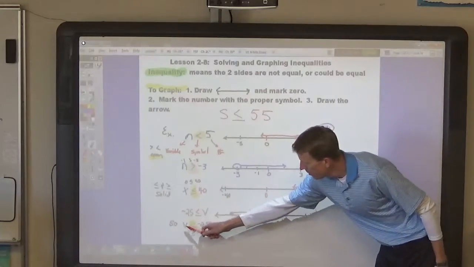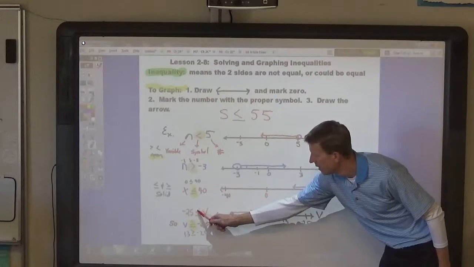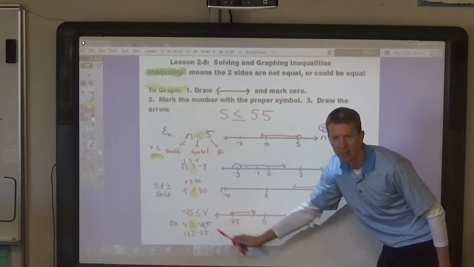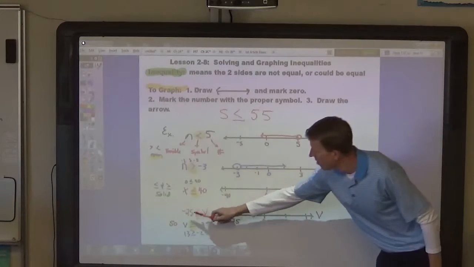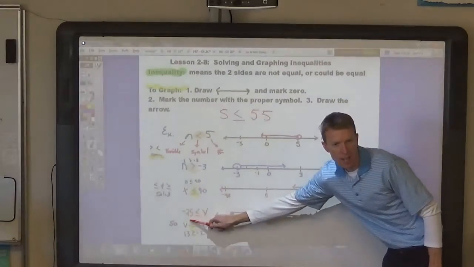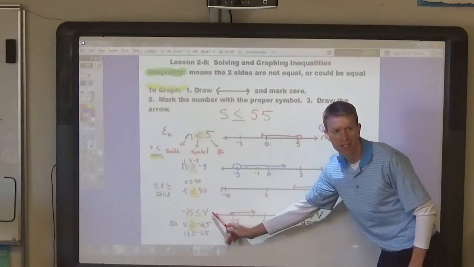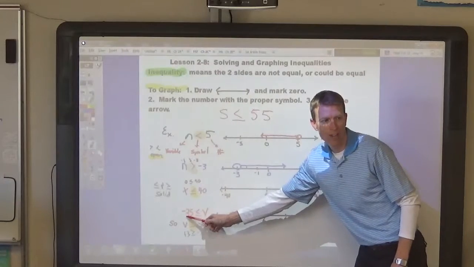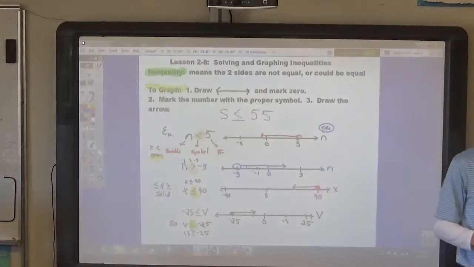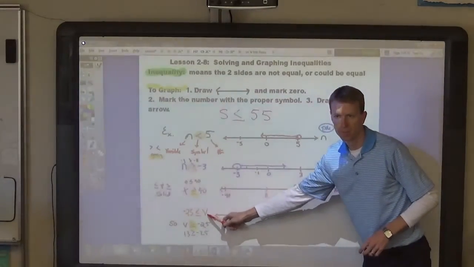Take a look at this example here. Negative 25 is less than or equal to v. Now, the difference in this one is that the number is written first. Negative 25 is less than v. That means this is telling what negative 25 is. It's kind of like negative 25 is the subject of that sentence, rather than v being the subject.